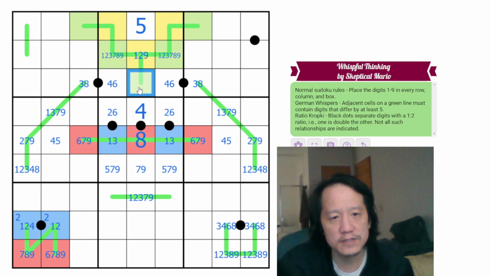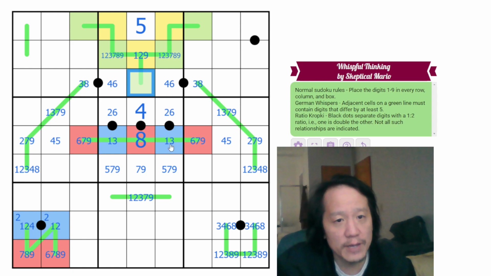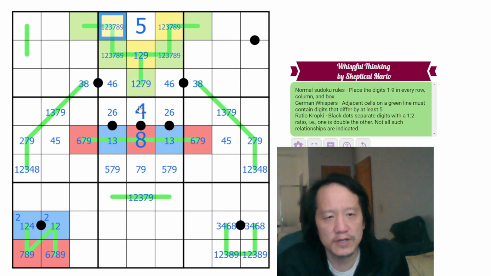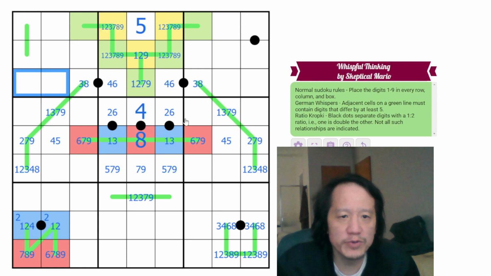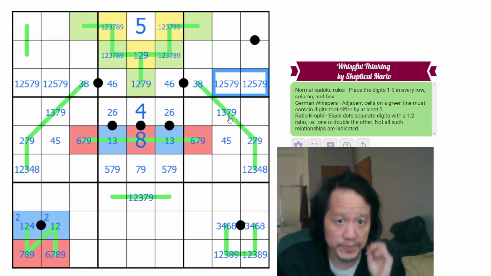This is 3 and 8. This can't be 3, 4, 6, or 8. It can't be 5, so this is 1, 2, 7, 9. This is 1, 2, 3, 7, 8, 9. This is 1, 2, 3, 7, 8, 9. So this becomes 1, 2, 5, 7, 9, and this is 1, 2, 5, 7, 9 also.